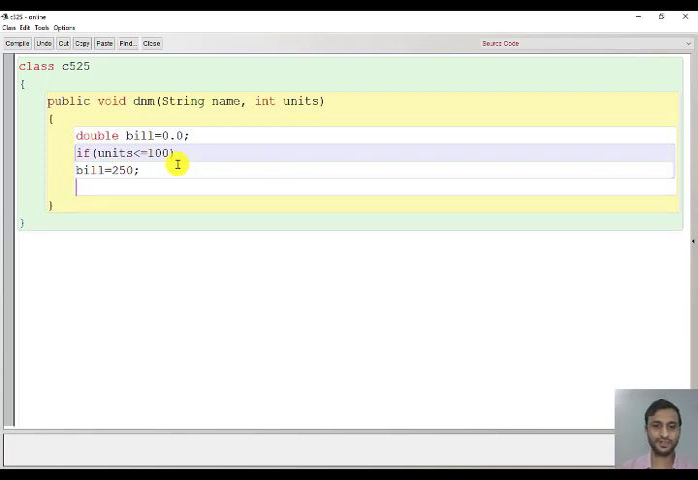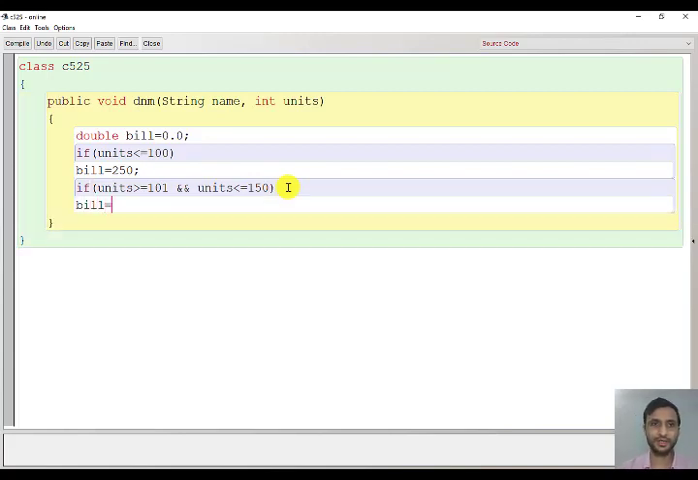This is for the first 100. If units is greater than 100, or you can write greater than equal to 101, both are the same, but it is less than equal to 150. 101 to 150 means the next 50 units. Then this time the bill is, for the first 100 it is 250, and whatever is more than 100, for them it is 0.6 per unit.